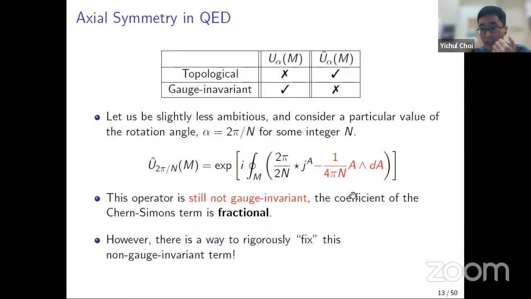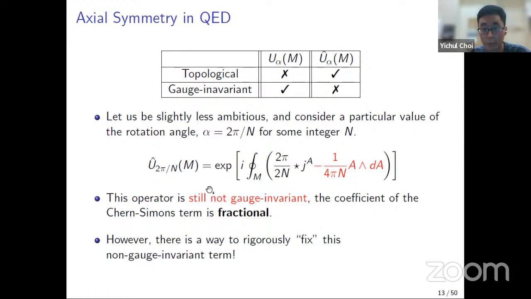However, at this point, let's try to be slightly less ambitious because we are stuck. And instead of talking about general rotation angle, let's consider a particular value of the axial rotation angle, say 2π/n. And here, n will be some arbitrary positive integer greater than 1.